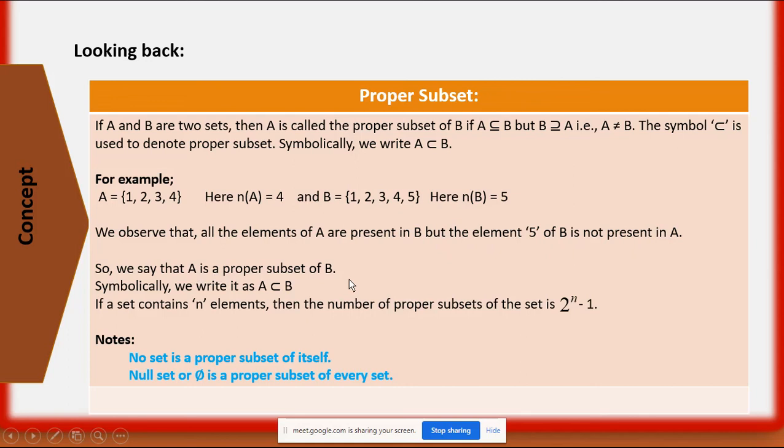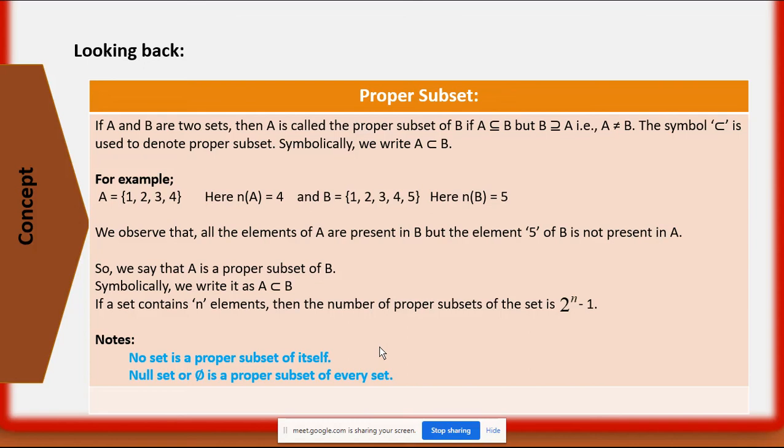About the power set, I will tell you later. No set is a proper subset of itself, because that would be improper, as all elements are contained in the same set. The null set is a proper subset of every set. This is an important part. In a proper subset there should be at least one element less than the superset, which we have already discussed.